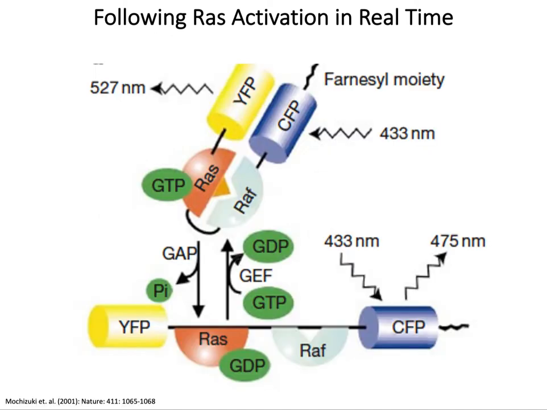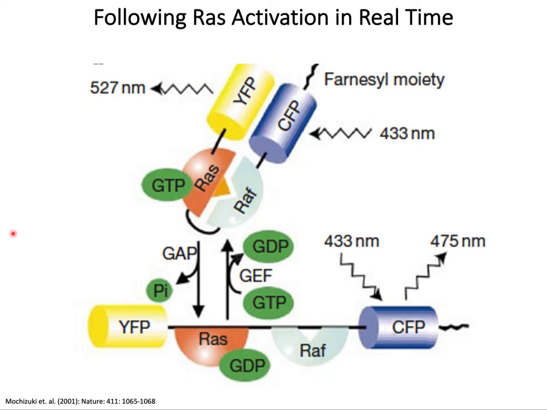So we have already seen that the G proteins of the RAS family cycle between the GDP-bound inactive and GTP-bound active forms. The cycle is regulated by the GEF, the guanine nucleotide exchange factor, the activator, and the GAP, the GTPase activating protein, the inactivator. Now, 20 years ago, a group of Japanese scientists at Osaka University carried out an experiment to follow RAS activation in real time and published in Nature in 2001. They asked the question, where in the cell does RAS get activated and how fast?